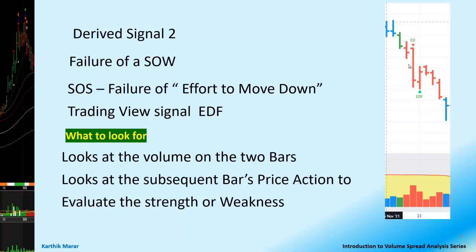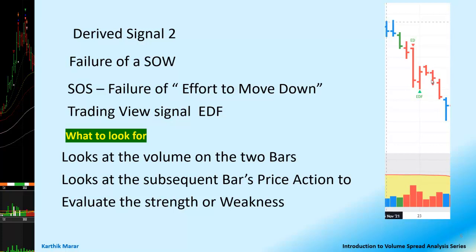So the strength projected by the EDF bar is not very substantial. So we need to see how the subsequent bars are behaving. The next bar, of course, opened above, but it closed down here, but the spread was very small, indicating there was a lot of tussle between the demand and the supply. That way, spread remained very narrow.